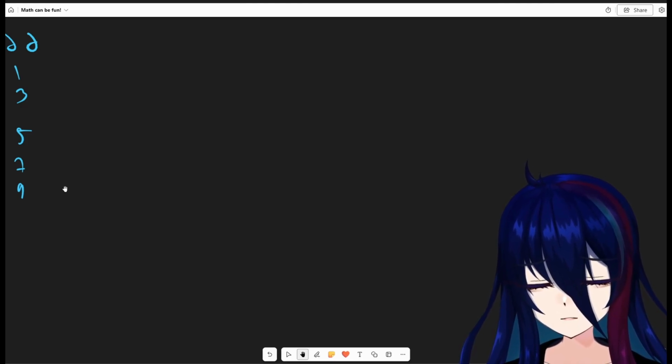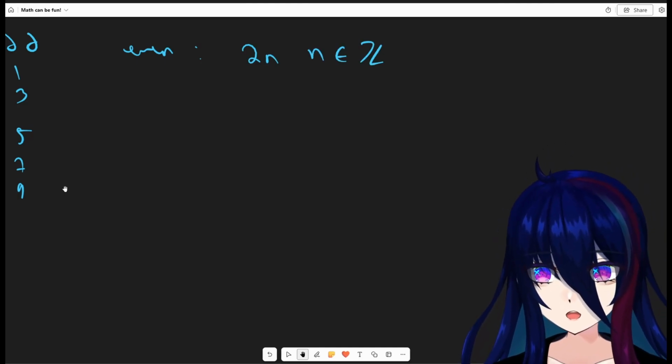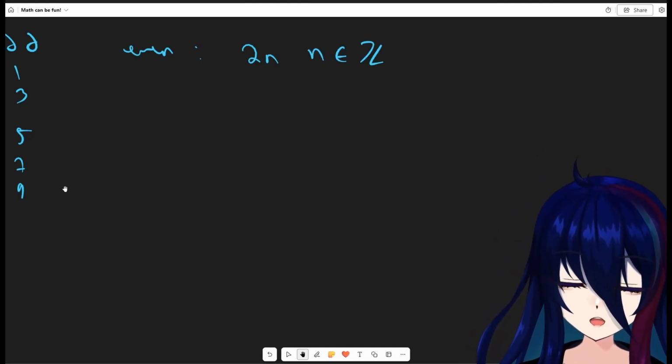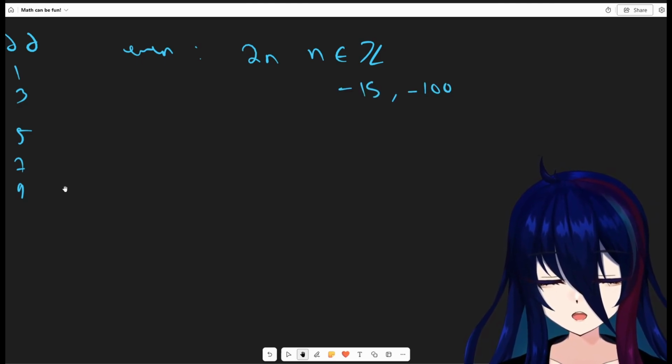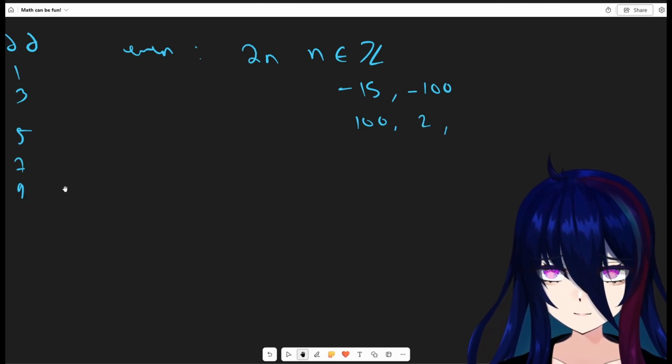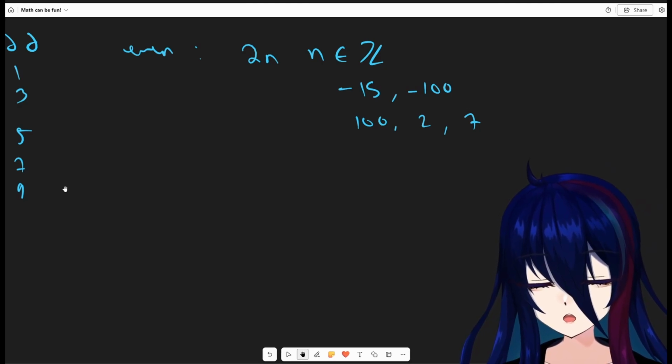Well, the even number we can define in this way. 2n, where n is what? n is an integer. What's an integer? An integer is basic numbers you know, from everything from negative 15 to negative 100 to positive 100 to positive 27. Anyways, so we take any number, any integer like that, multiply by 2.